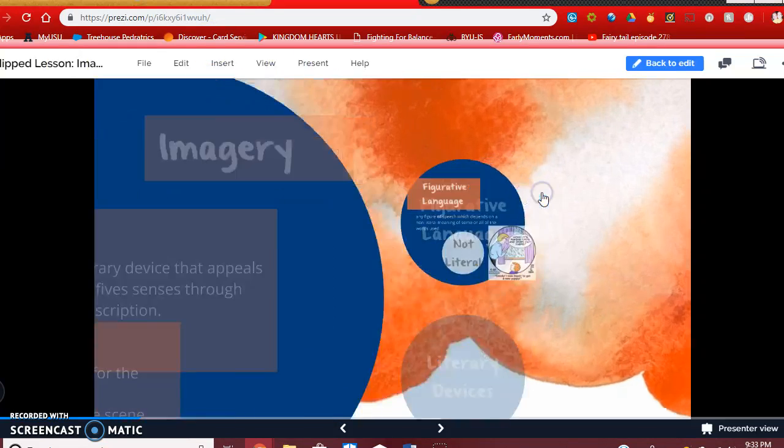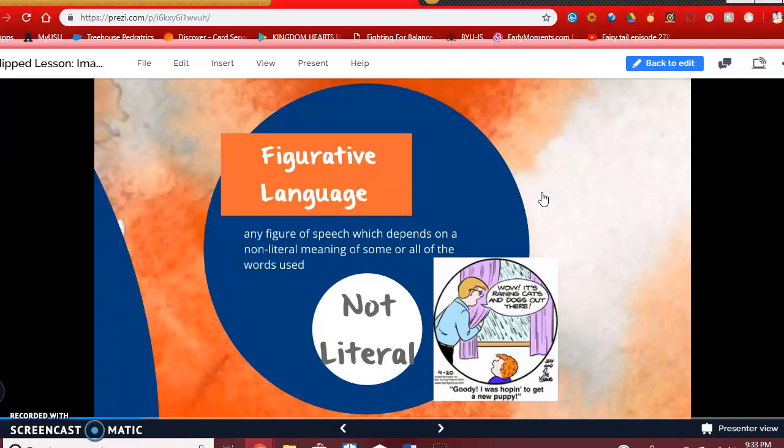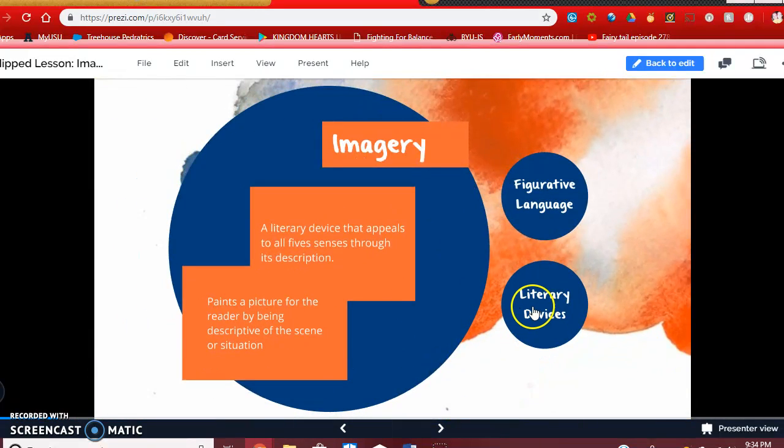Imagery can be used through figurative language. One way to create imagery is by using words that don't quite mean what they literally mean. For example, in this little cartoon, the father says, "Wow, it's raining cats and dogs out there. Goody, I was hoping to get a new puppy." This is an example of figurative language. Obviously, it's not raining actual dogs and cats outside. It just means that it's raining very hard. So one way that imagery is used is in figurative language. This is not literal, but it creates a good image, right?